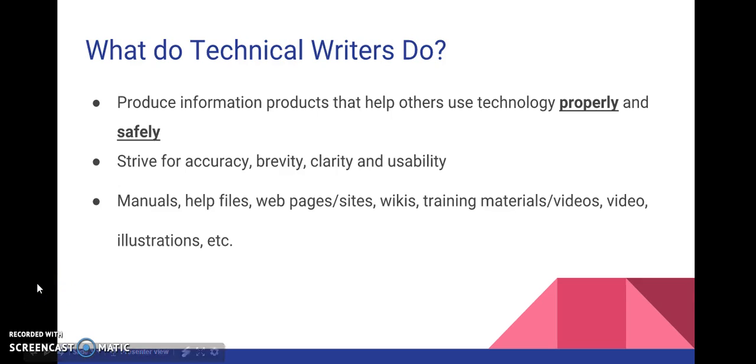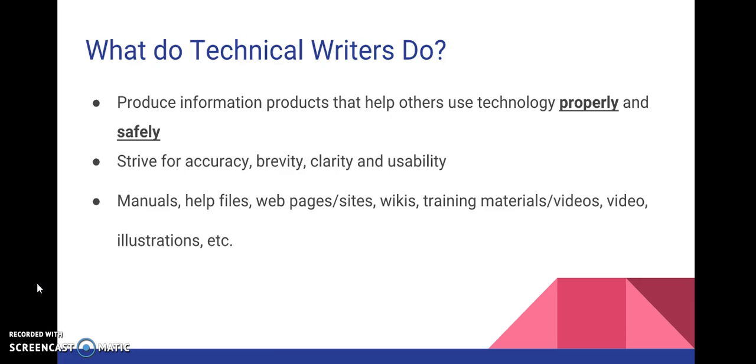Regardless of the company that I've worked for or companies that my colleagues have worked for, what we all try to do is produce information products that help others use technology properly and safely. We strive for accuracy, brevity, clarity, and usability in these products. We don't want anyone to get hurt using these products and technologies. We certainly don't want anyone using them improperly. We want people to have good experiences with these products and technologies. So tech writers are very much invested in seeing the success of these products from a documentation perspective.